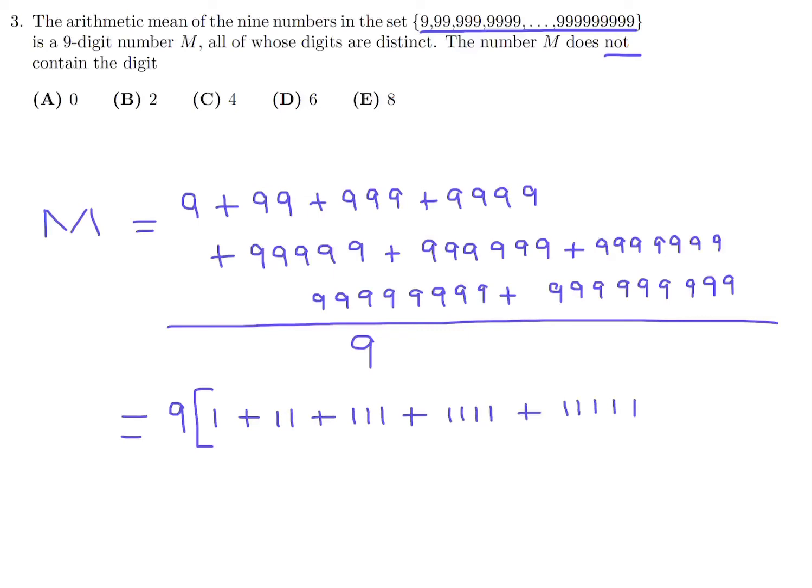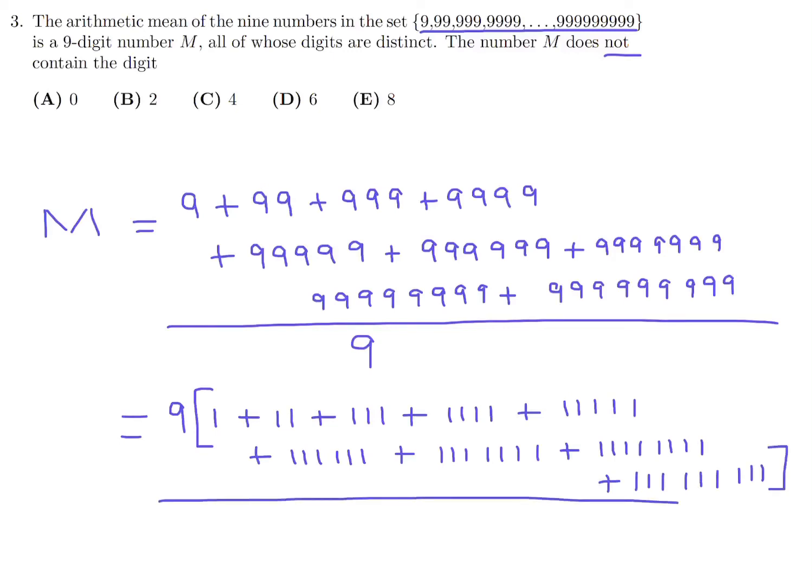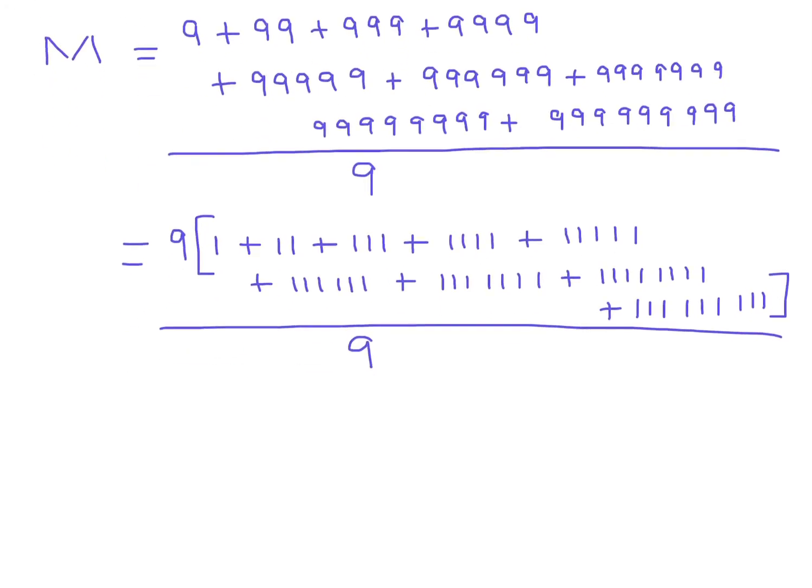5 ones, 6 ones, and you get the story. 7 ones, 8 ones, and finally 9 ones, right? And all over 9 like that. And then of course the 9s cancel, correct? So now you just have to add up all these numbers with 1s in them, and that's pretty straightforward. You can do it probably in your head or on a calculator. And if you do that, you'll get a sum of 123456789.